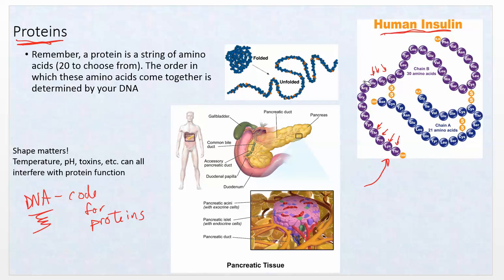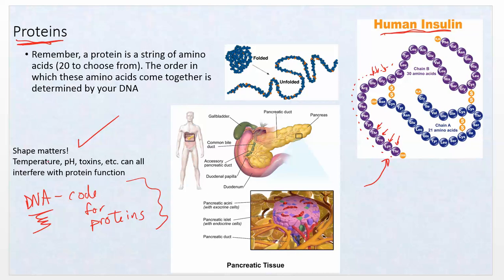Okay, so remember that the DNA is coding for the proteins, and the protein is a string of amino acids. Okay, so the DNA is coding to give you that sequence of amino acids that it has to line up in. Okay, all right, so shape matters. I have that written here. A lot of times it's the shape of the protein that gives it a majority of its function. Now, you also have to have certain amino acids that have different chemical properties, but in general, the shape has to be maintained for it to function properly.